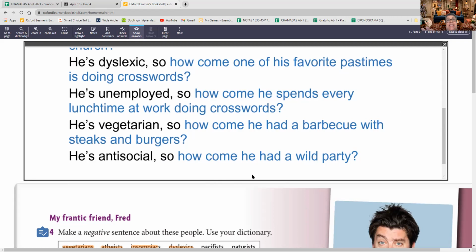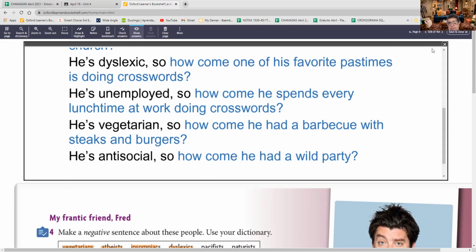Okay, why did he have a wild party? Of course, the idea would be different. When I ask with why, I really want to investigate. I want to know what happened and everything. How come is more like when I'm shocked or surprised.